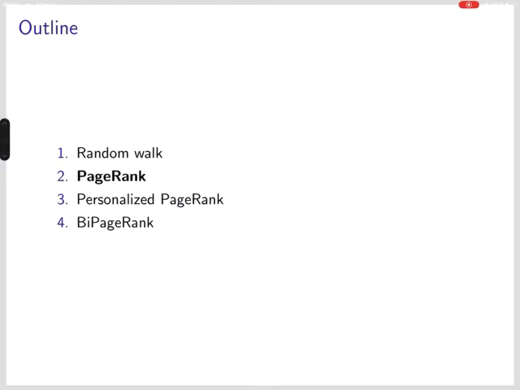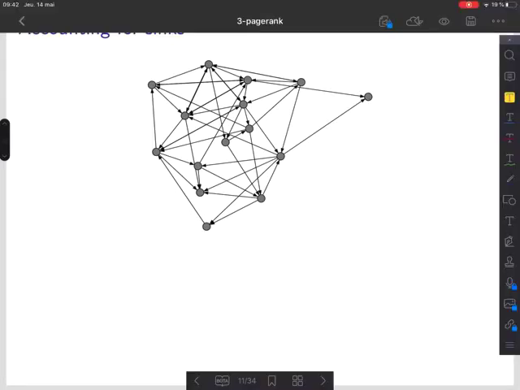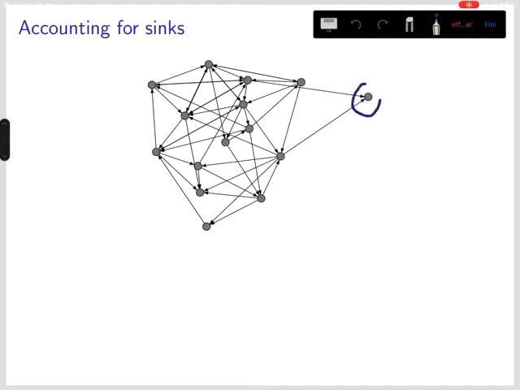Now, how to apply this idea of random walk in practice? First of all, you need to account for the presence of sinks, so nodes having no outgoing edge. This would correspond, for the example of the web graph, to a page having no link. So in this case, the idea is very simple. You just force the random walk to restart. So basically, you will select the next node uniformly at random among all nodes, including the node itself.